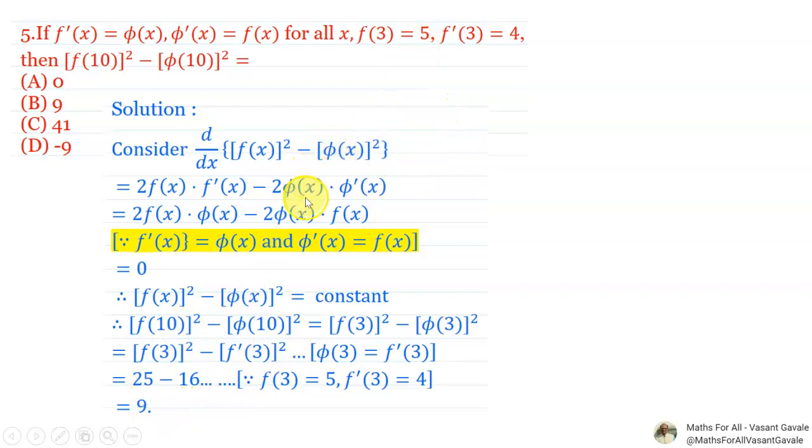Next is the value of phi of 3, which means f dash of 3, and its value is 4; substitute it here. Therefore you will get 25 minus 16, that is nothing but 9. Okay, and hence option B is the correct one. It is normal, you can see it here.